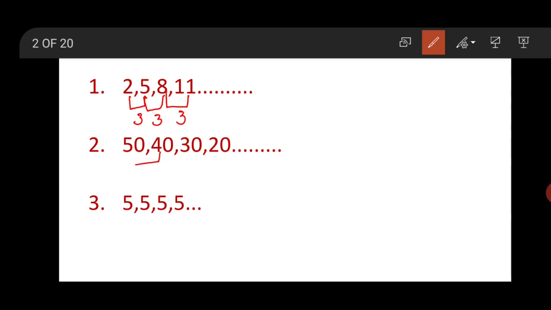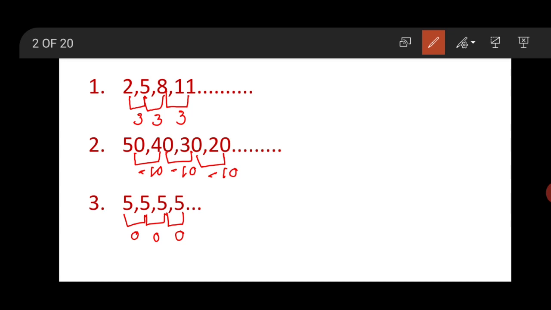In this second example, 40 minus 50 is equal to minus 10. Again, 30 minus 40 is also equal to minus 10. 20 minus 30, that's equal to minus 10. So here also differences are common or same. In the third example, the difference between successive terms, 5 minus 5, is equal to 0. Again, 5 minus its previous term 5 is also equal to 0. So we can observe in three examples differences are same.